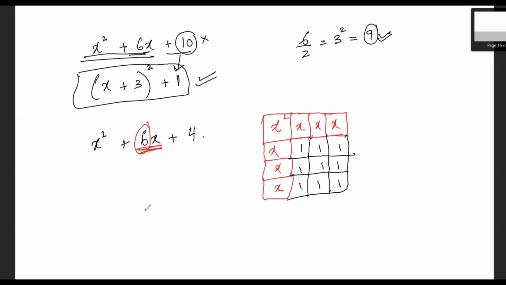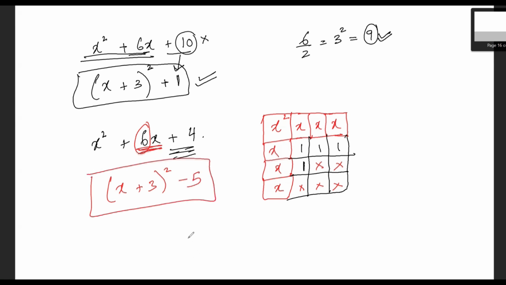9 ones you require. How many are given already in the expression? 4. How many are missing? 5. Yes, 5 ones are missing. So you will write x plus 3 whole square, and 5 ones are missing, so minus 5. That's a completed square already. Understand?